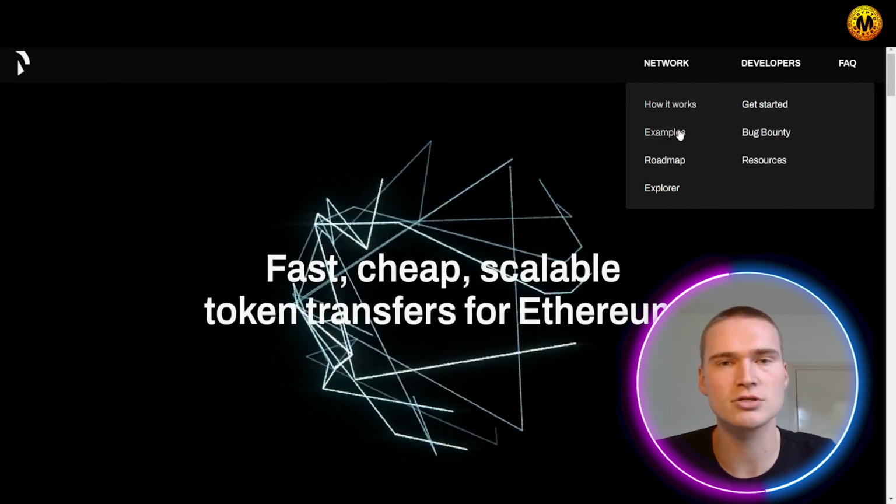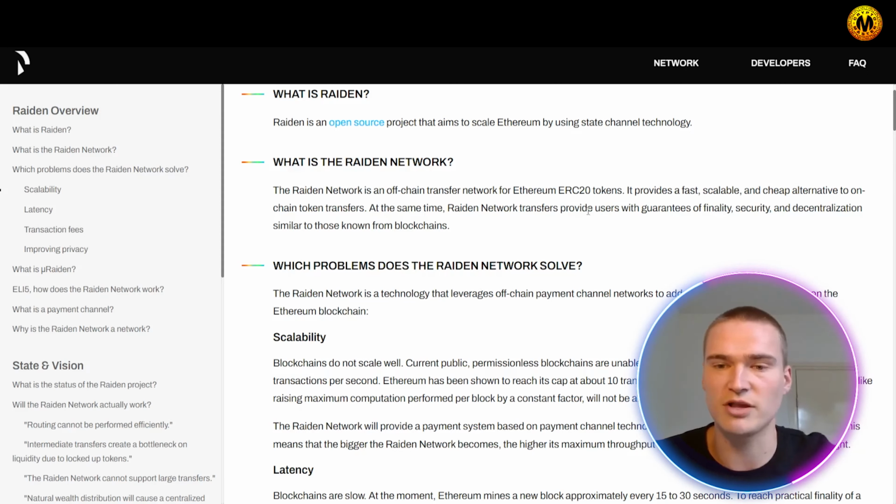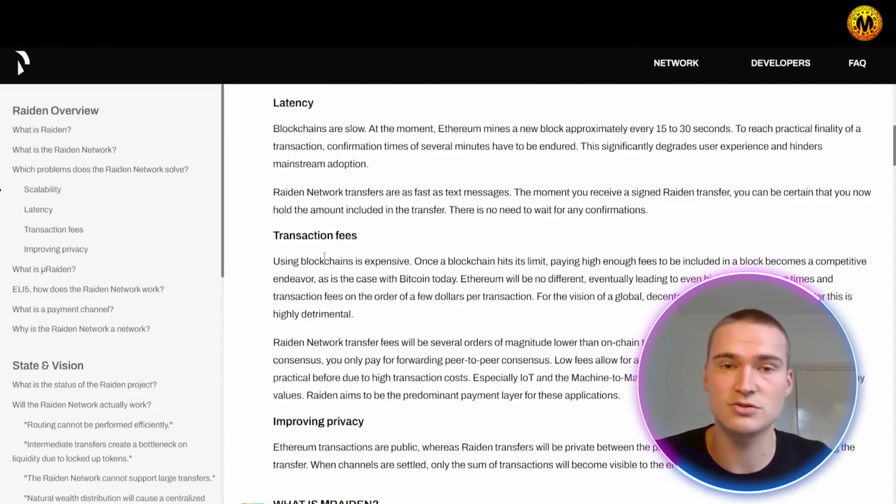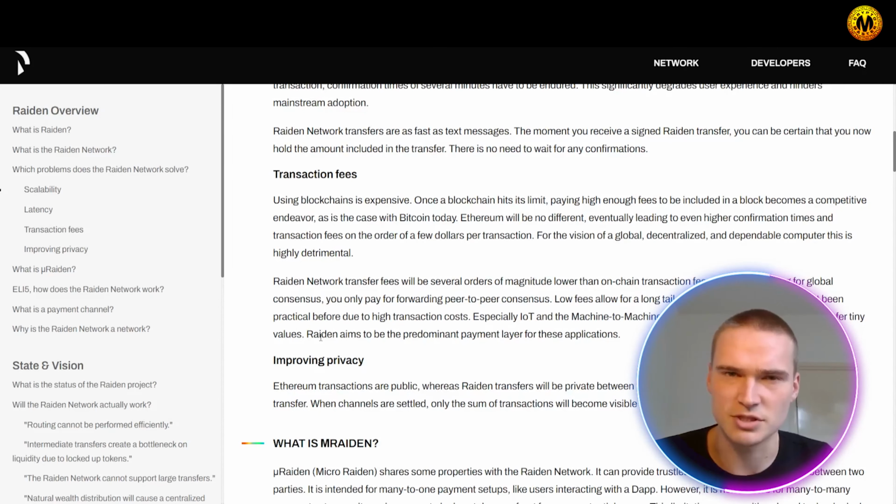Alright, so first I wanted to start with a little bit about what Raiden actually is, because it's quite a difficult project, but it's a great project. So Raiden is an open source project that aims to scale Ethereum by using state channel technology. Technologically, it's an off-chain transfer network for Ethereum ERC20 tokens, the main tokens of the Ethereum blockchain, and it provides a fast, scalable and cheap alternative to on-chain token transfers. At the same time, Raiden Network transfers provide users with guarantees of finality, security and decentralization similar to those known from other blockchains. Some of the main things Raiden Network actually solves are scalability, latency, transaction fees, and privacy, which is a very important thing too, I believe.